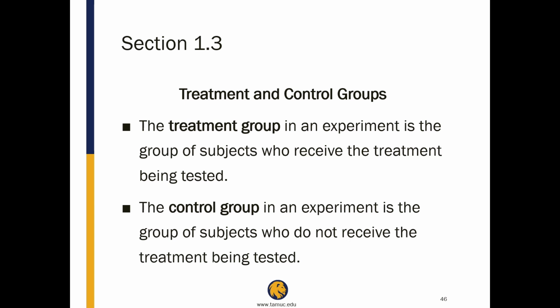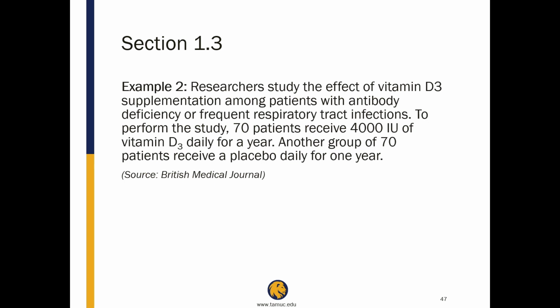So let's talk about an example of this. The first one says, researchers study the effect of vitamin D3 supplements among patients with antibody deficiency or frequent respiratory tract infections. To perform the study, 70 patients received 4,000 IU of vitamin D3 daily for a year. Another group of 70 patients received a placebo daily for 1 year.